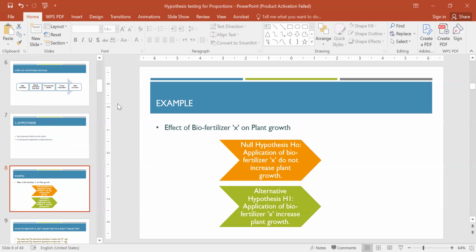For example, if we want to see the effect of a biofertilizer X on plant growth, the null hypothesis will state that by applying the biofertilizer X, there will be no difference in plant growth. While the alternative hypothesis H1 says that after the application of biofertilizer X, there will be an increase in plant growth.